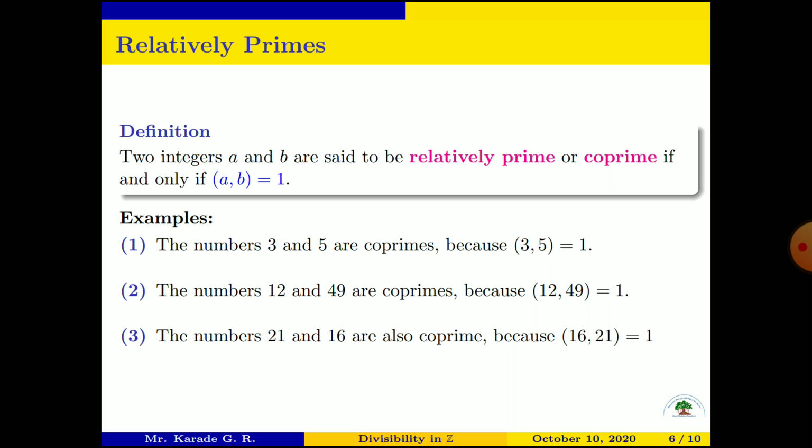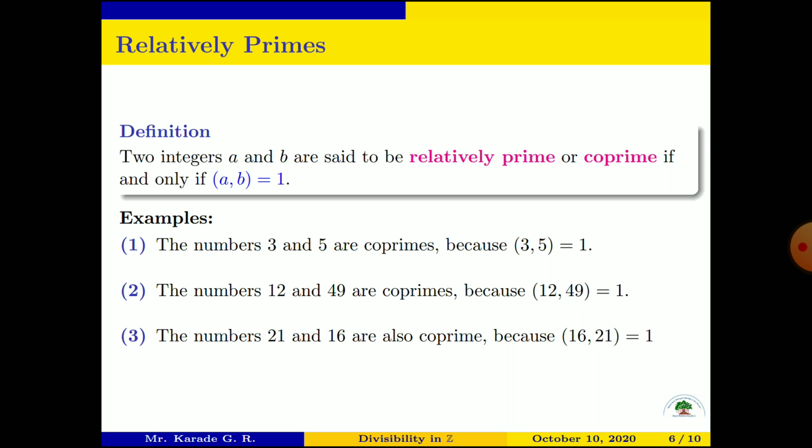One more remark I want to mention here. The GCD of a prime number with any other number is always equal to 1. Once again, the GCD of a prime number with any other number is always equal to 1. Therefore, any number and a prime number are always co-primes.